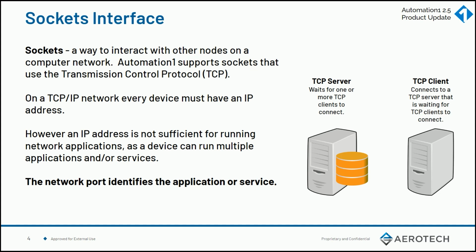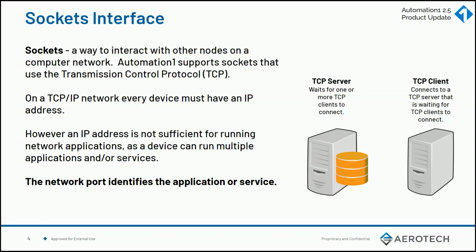So what is a sockets interface? It's a way to interact with other nodes on a computer network. Automation1 supports sockets that use the Transmission Control Protocol, TCP. On a TCP/IP network, every device must have an IP address. However, an IP address is not sufficient for running network applications, as a device can run multiple applications and/or services. So the network port is used and it identifies the application or service. This is important to note in our sockets interface.